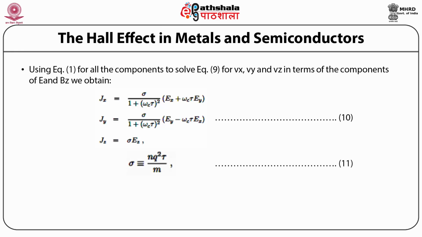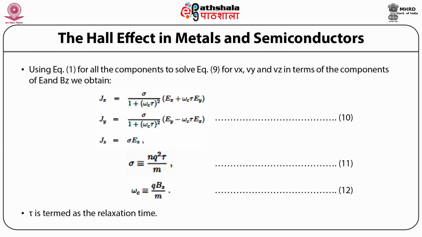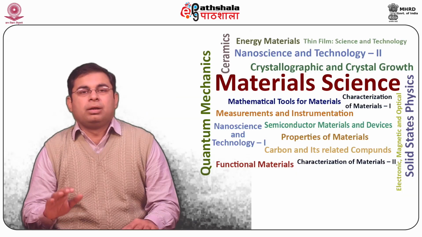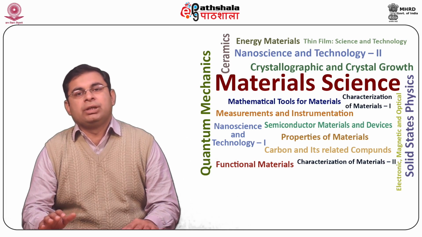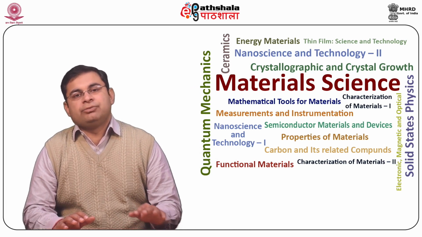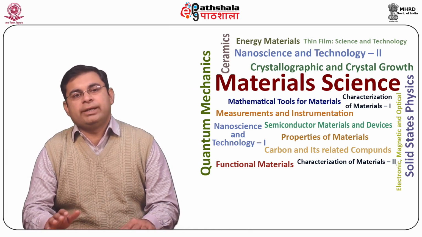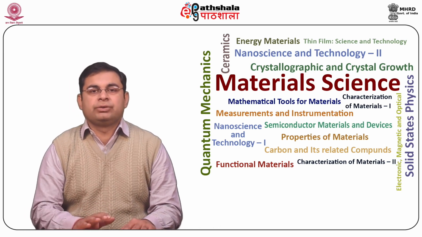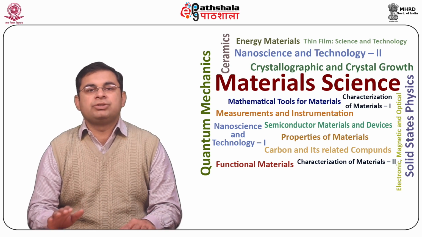Here sigma equals nq squared tau divided by m. This is given as equation 11, and omega c is q into Bz divided by m. This is given by equation 12. Tau here is termed the relaxation time. The angular frequency omega c is called the cyclotron frequency, and represents the frequency with which a charge rotates within the magnetic field. Thus, it denotes a measure of the field strength.